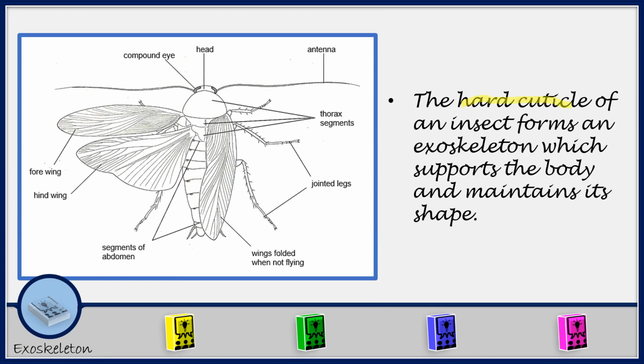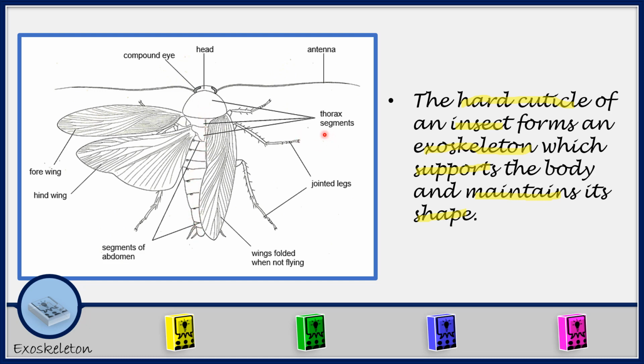The hard cuticle of an insect forms an exoskeleton which supports the body and maintains the shape of the body. We are talking about the hard cuticle, and the hard cuticle is the one that is forming the exoskeleton.